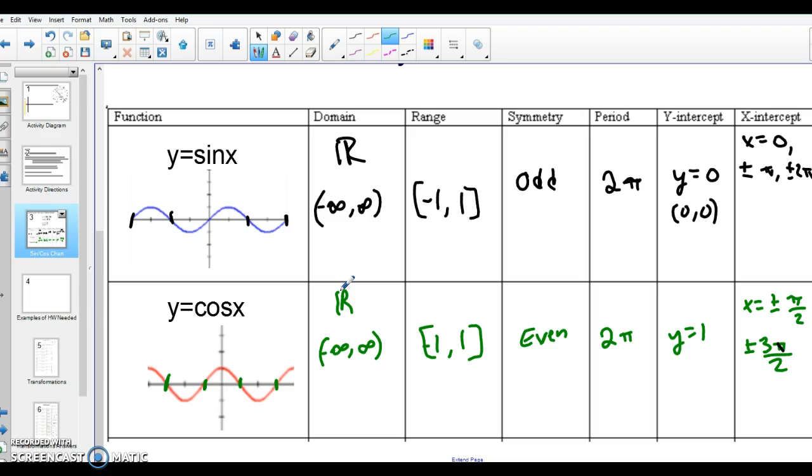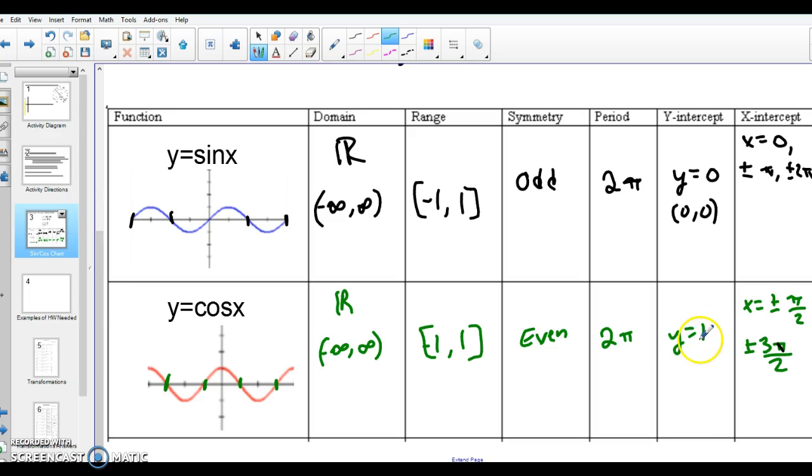Cosine will also have the same range and domain as sine. So even though the wave has been shifted over, it does go on and on towards positive and negative infinity in the x direction, but it only bounces between positive and negative 1 on the y. It has even instead of odd symmetry because I can fold it across the y-axis. It also has a period of 2 pi just like sine. In that one full wave, all the way down, all the way back up, takes 2 pi radians.